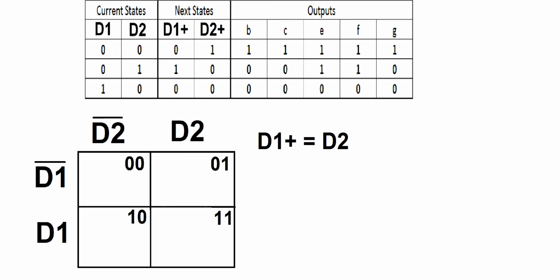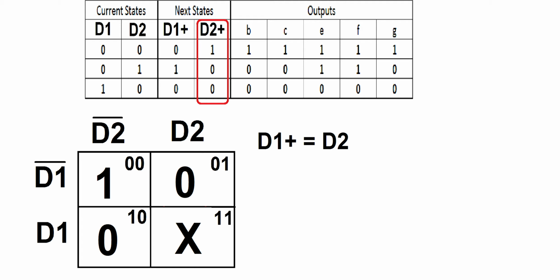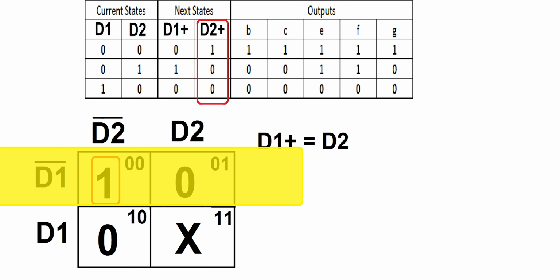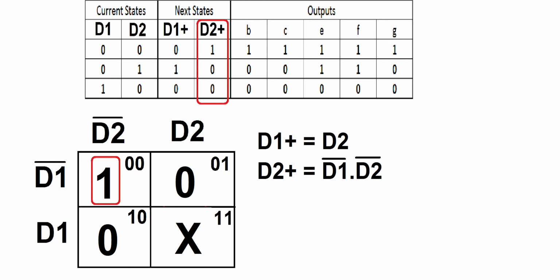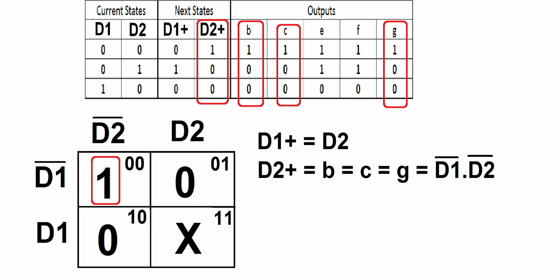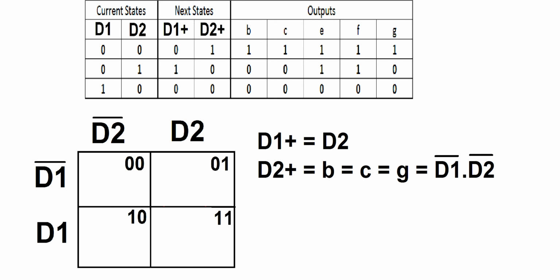If we do the same process for D2 plus, we reach this map. Now we can't group this one diagonally with this don't care, so we have to group the one by itself. The group includes not D1 and not D2, and we write D2 plus equals not D1 and not D2. But as you can see, the outputs B, C and G are also exactly like D2 plus, so we can add those to the same equation.